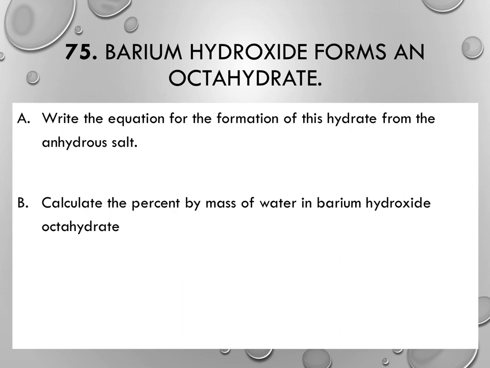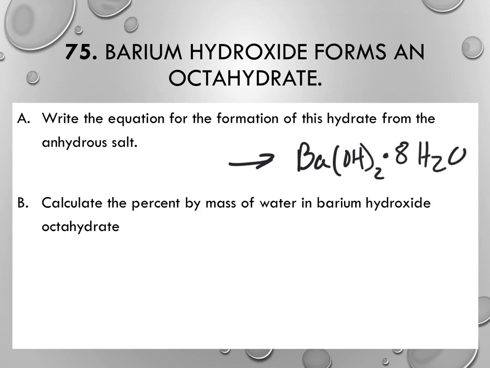And then 75, last question, says barium hydroxide forms an octahydrate. Write the formation of that. What I would do, if you're told that, is to go ahead and write your product here, since it's barium hydroxide, and it's an octahydrate. You would write it with the 8 H2Os. Forming that, you would have a plus sign between the two. So you would have barium hydroxide plus the 8 waters forming the octahydrate.